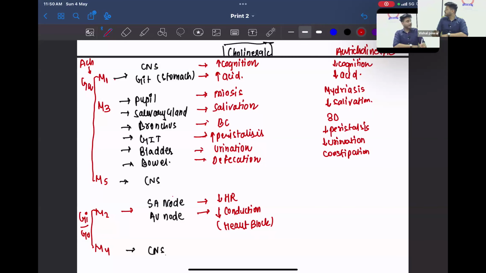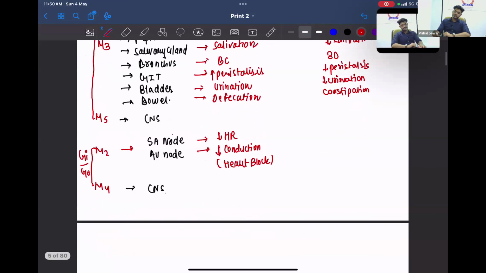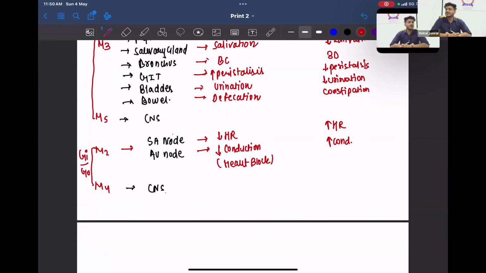Apart from that, what happens with M2, M4? Here you will have an increase in the heart rate and an increase in conduction. So there are two important things. First is tachycardia. Second is an increase in heart conduction, meaning current will be going more. You know that current goes more in anticholinergic poisoning, right? And we have one more disease where conduction is low and heart rate is low. Can you treat this with this particular thing? Yes or no?